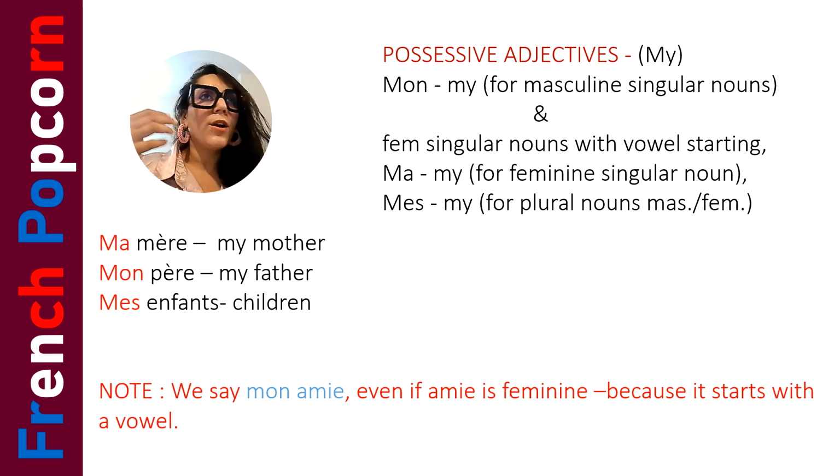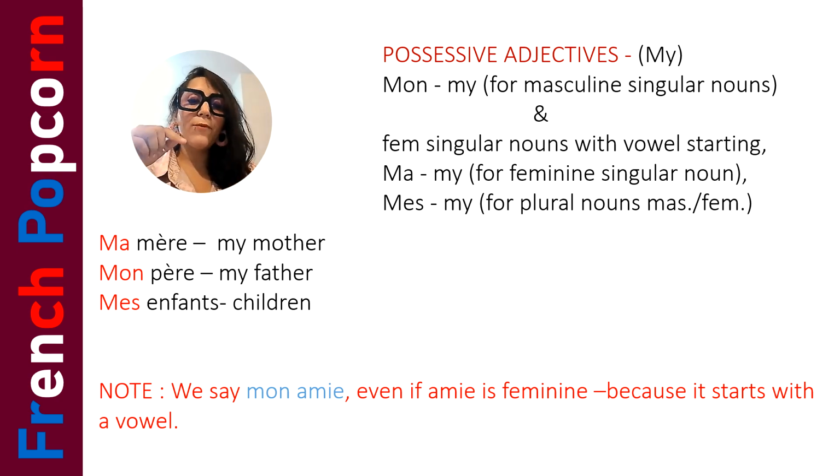So a tip for you here: you say mon amie, even if amie is feminine. We should not use ma amie, because in French, in order to have nicer pronunciation, we say mon because it starts with a vowel. Though the word is feminine, because it's starting with a vowel, we use the same one we have used with masculine nouns, like mon père, mon frère, my brother. The same way, mon ami for masculine and mon amie for the feminine one too.